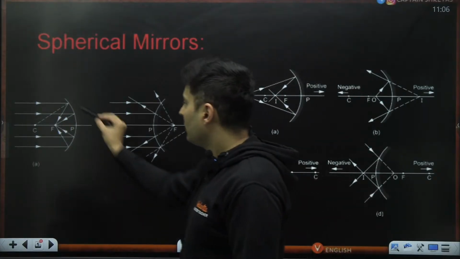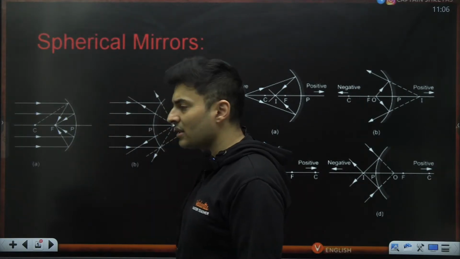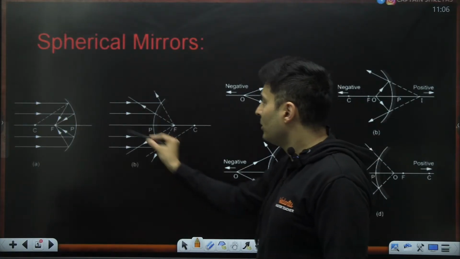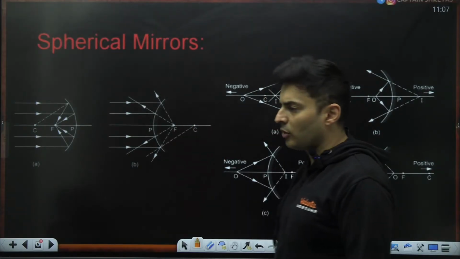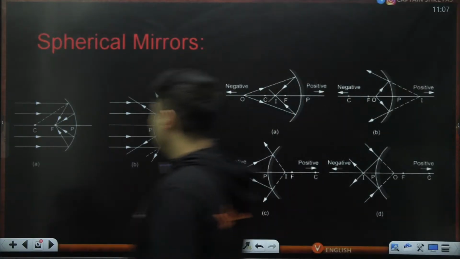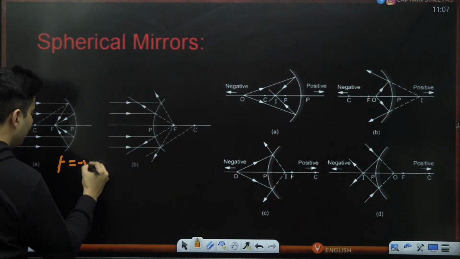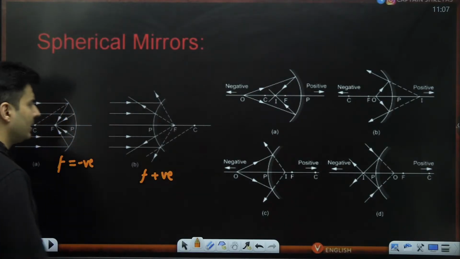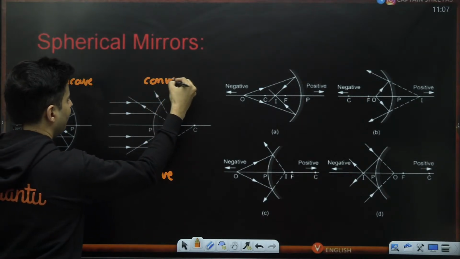So over here, this is a concave mirror. The rays which are parallel meet at the focus at this particular point. In this case, this is a convex mirror. You will see the rays which are parallel, they will diverge and they appear to originate from the focal point. They won't actually physically meet. In the convex case, you will see that the focal length will be negative, whereas in the concave case, you will see that the focal length is positive. This is a concave mirror and this is a convex mirror.